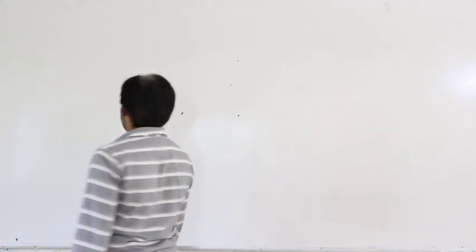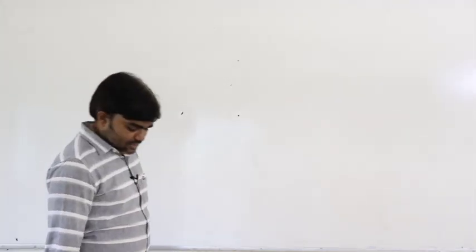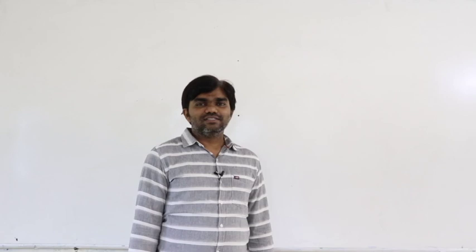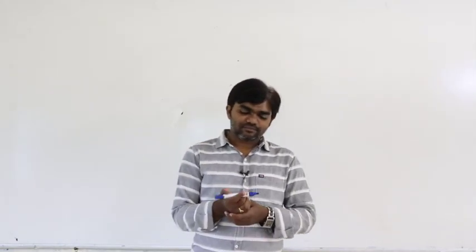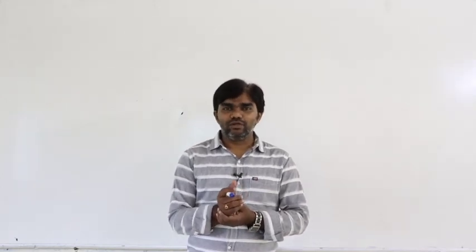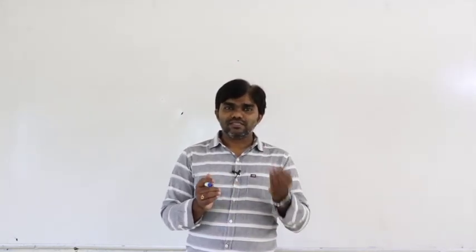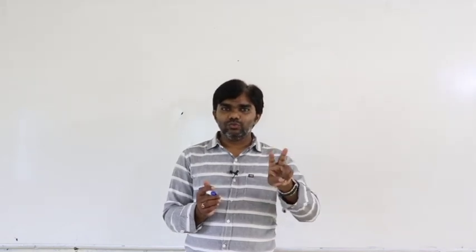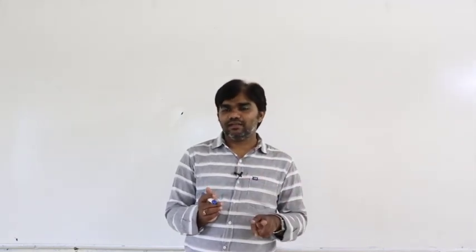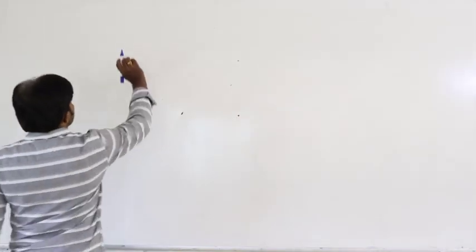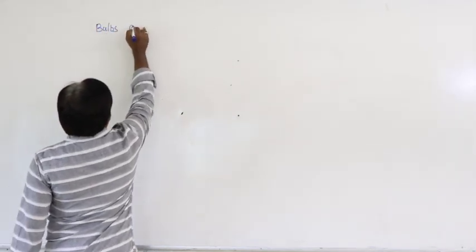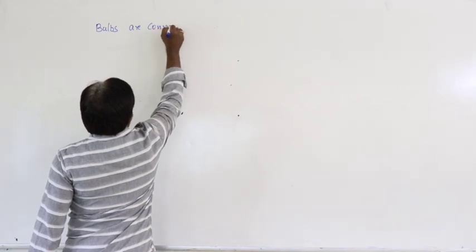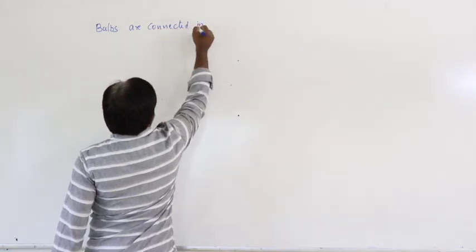Now, yesterday we discussed about series, power, rating power, rating voltage, resistance, and how the two heaters are connected in series and parallel. We discussed about all those topics. Now today we can discuss about if the bulbs are connected in series or parallel.